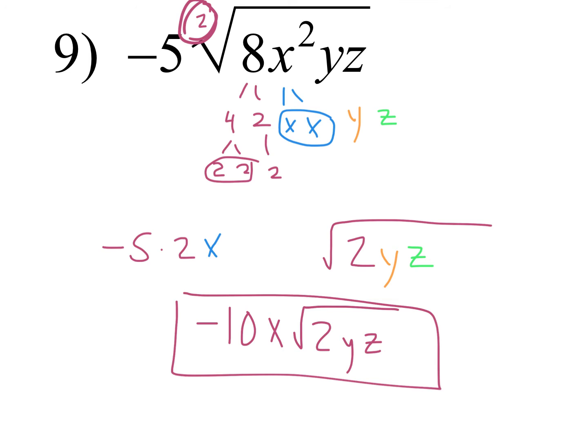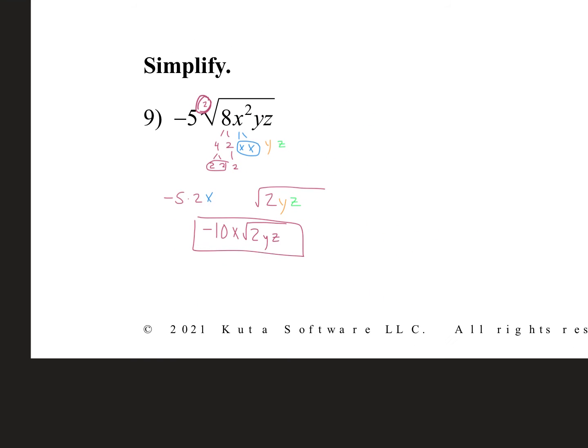So this question looks kind of tricky because we have a number on the outside, we have a number on the inside, an x, a y, and a z. But just take it one step at a time. Do your numbers first, then the x's, then the y's, then the z's. One step at a time, and it makes the problem so much easier. All right.